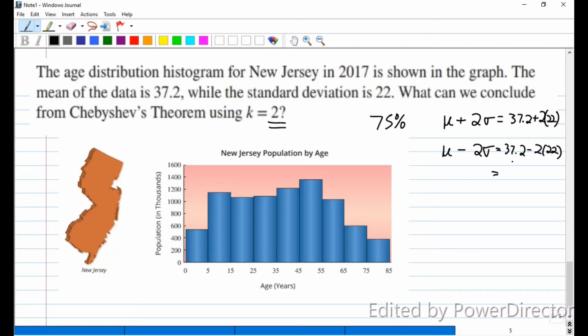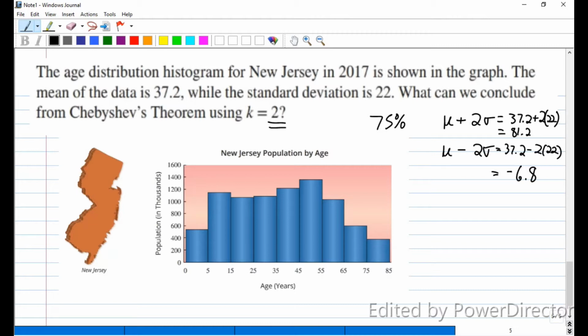All right, so 44 plus 37.2, that's 81.2. Wait, I put that in the wrong place. Equals 81.2. And then when you subtract 44, well, we're talking about ages here, but if you use your calculator, you get negative 6.8. You can't have an age of negative 6.8.